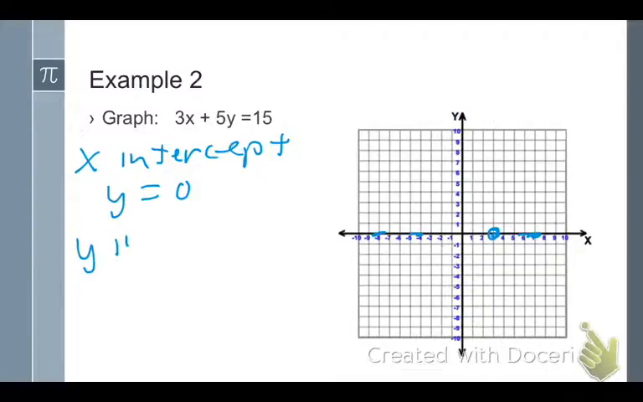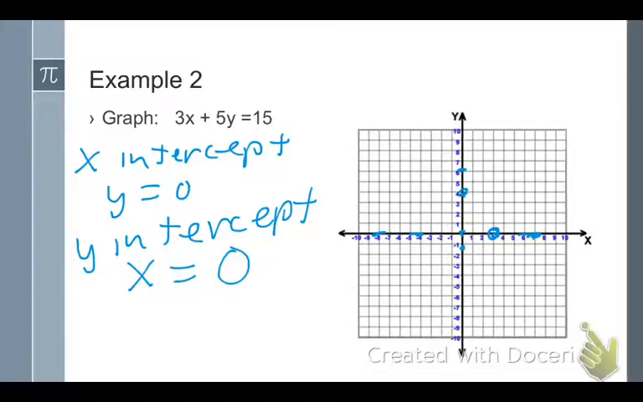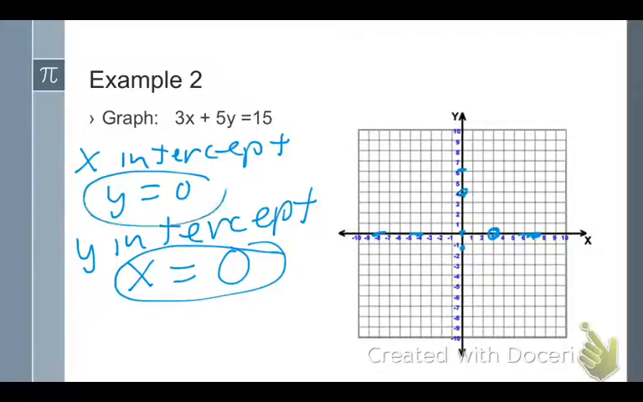And for the y-intercept, to find out where the graph crosses the y-axis, it's any point on this y-axis here, you'll have an x-coordinate of 0 because to get there, you started at the origin, but you didn't move left or right at all. So that's why for y-intercepts, x is 0. So we use this information, and we're going to put in x equals 0 to our equation and put in y equals 0 to our equation to get our 2 different points.